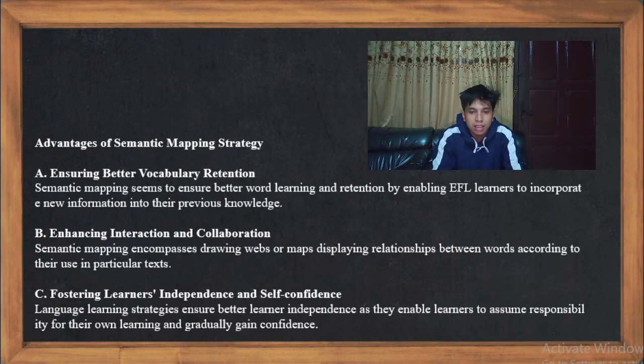Second, enhancing interaction and collaboration. Semantic mapping encompasses drawing webs or maps displaying relationships between words according to their use in a particular text. It is best used as collaborative work between the teacher and the learners. It encourages student-to-student and teacher-to-student interaction and collaboration.